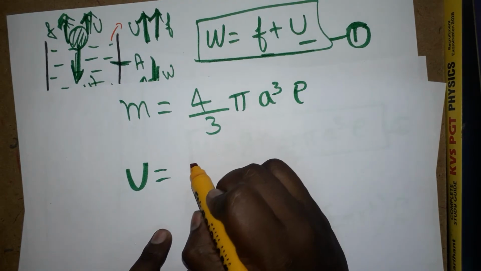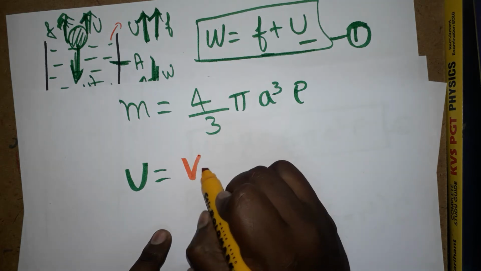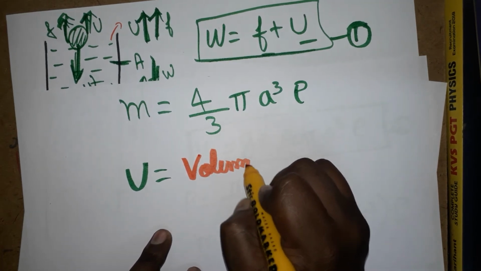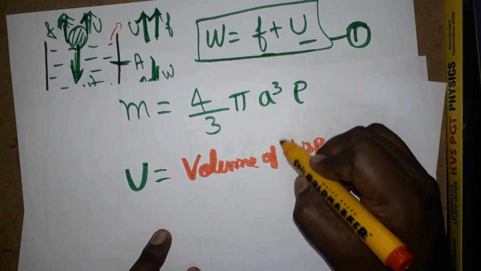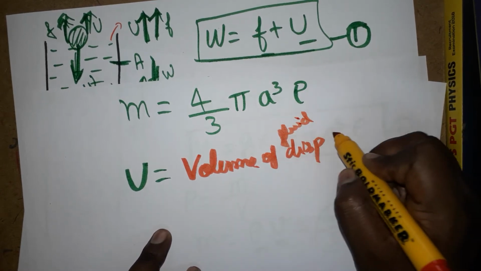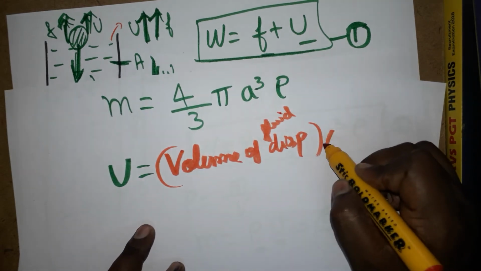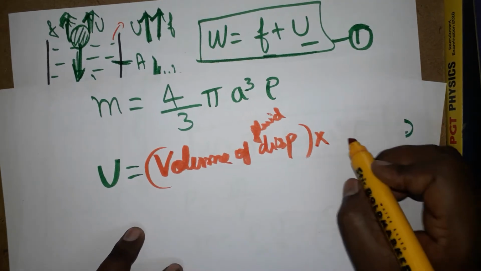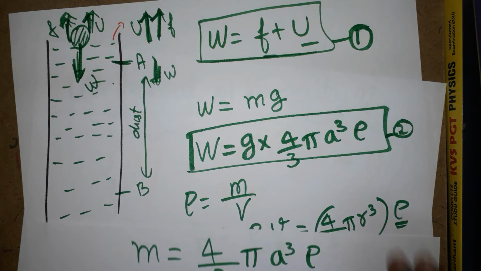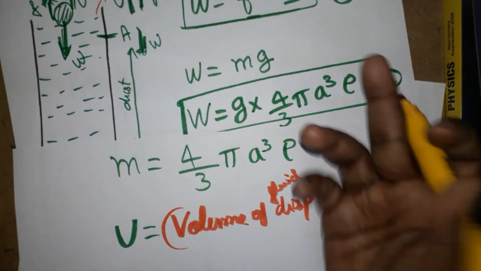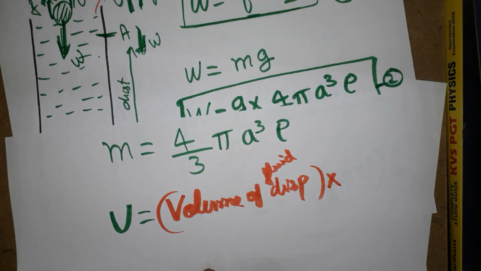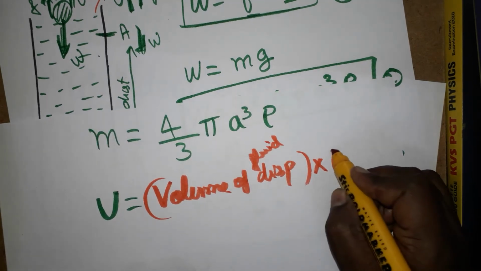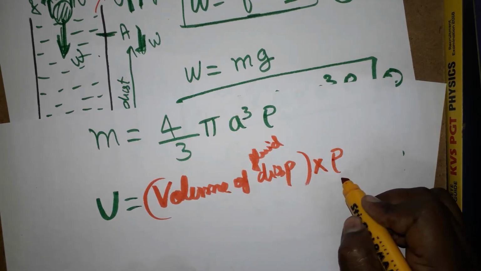Upthrust force is the volume of the liquid displaced, or fluid, you can take it, into density. We know weight is equal to mg. I take volume into density, and it is going to be the density of the fluid.